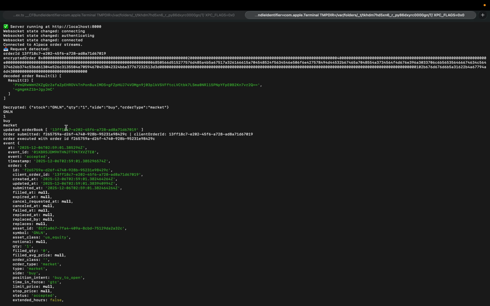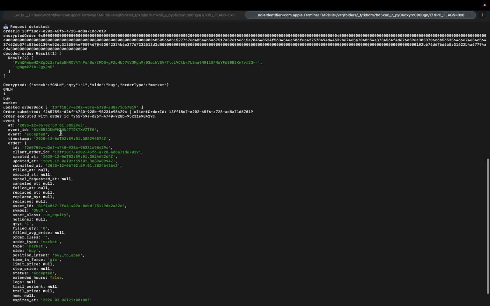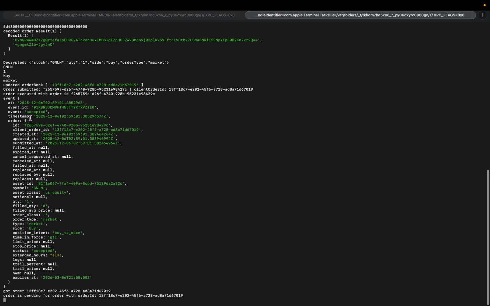This order ID is maintained on the backend side so that it can monitor all the events based on this order ID. So you can see all the events, like the event is accepted and the order is not filled yet. You can see the filled quantity is still 0, so that means we have the order on the backend and we have placed the order over Alpaca, but the order is pending with this order ID.